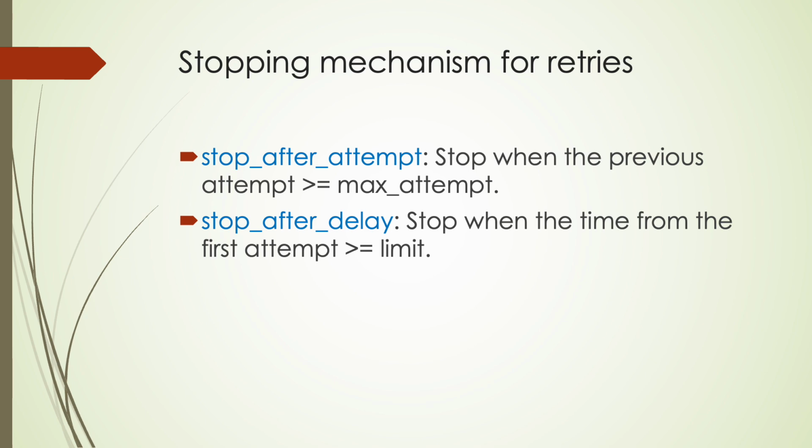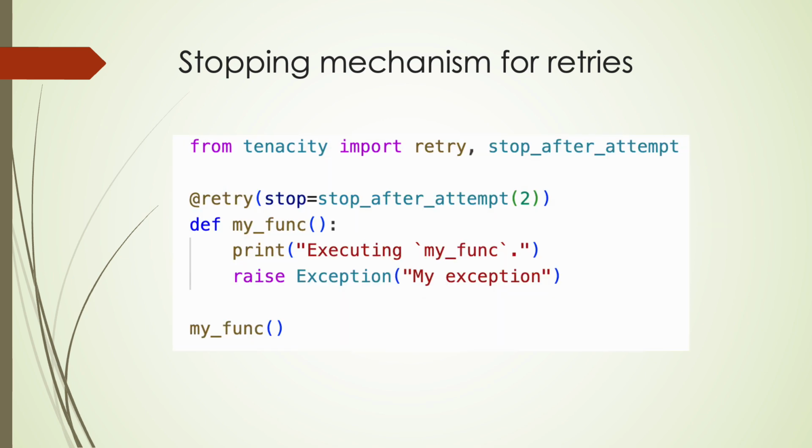Firstly, it allows us to specify when to stop the retries. There are two common stopping mechanisms. One is to stop when the previous attempt is greater than or equal to max_attempt. The other is to stop when the time from the first attempt exceeds the limit. As the name suggests, the stop_after_attempt mechanism will stop retrying after the specified attempts. This is the most commonly used mechanism for when to stop retrying a function.